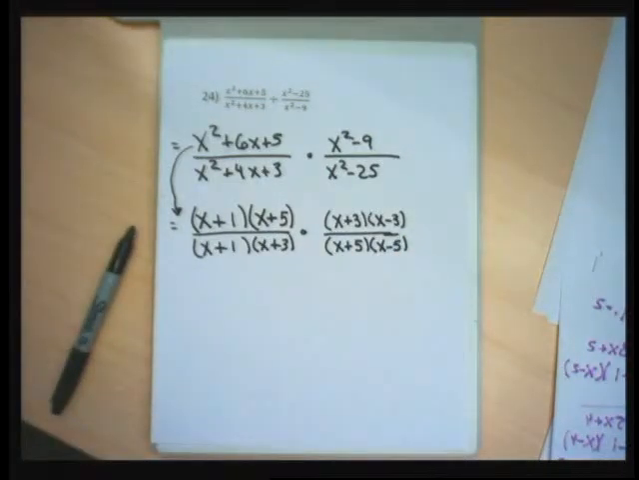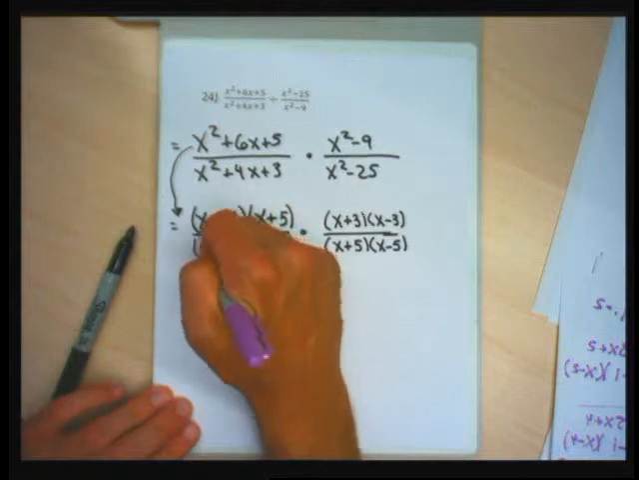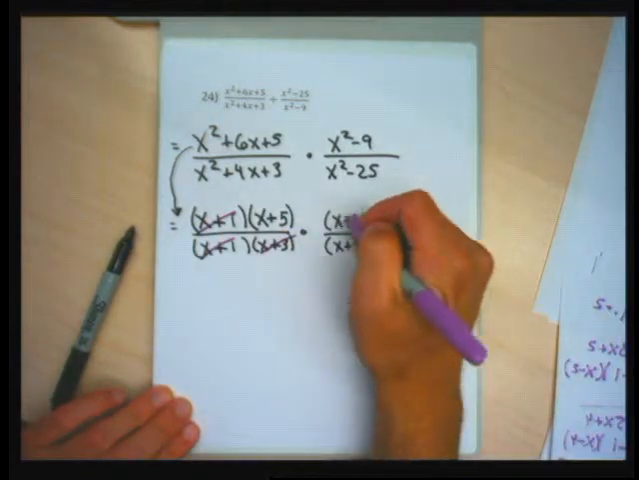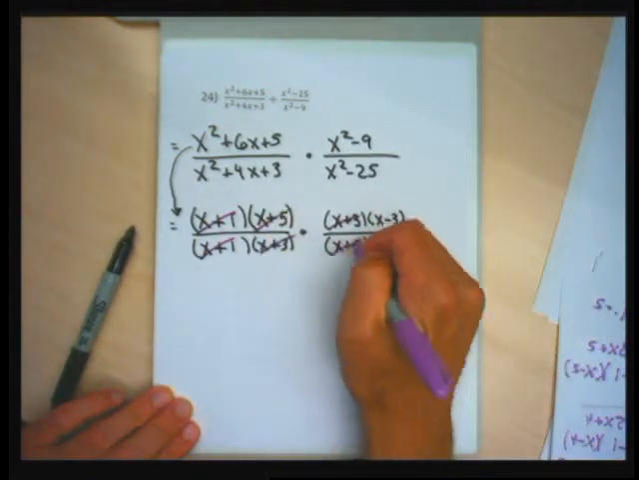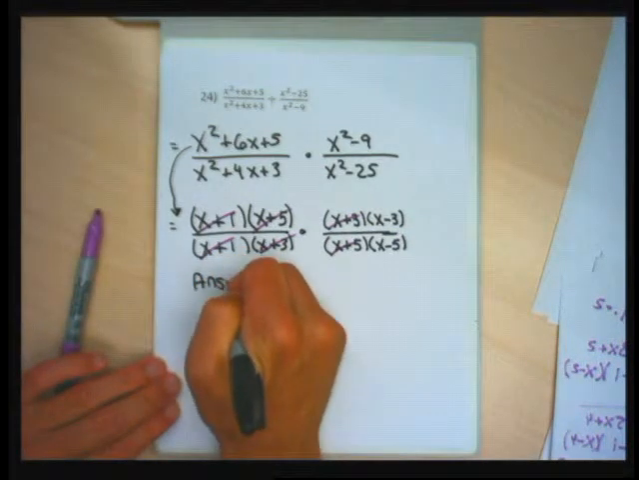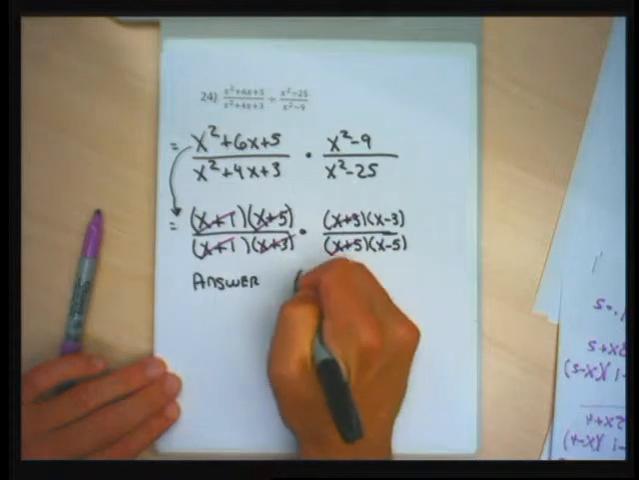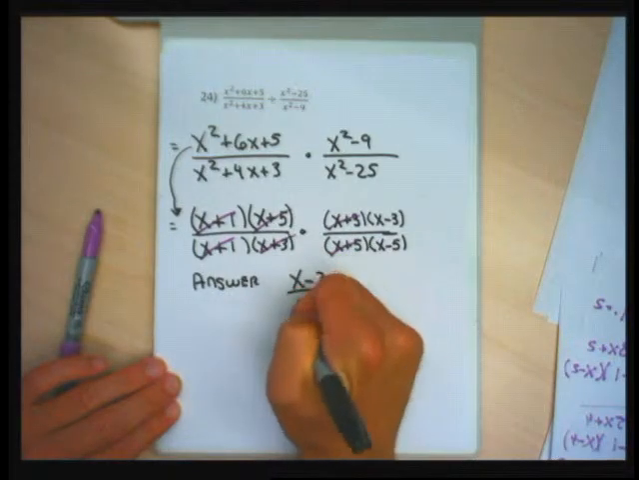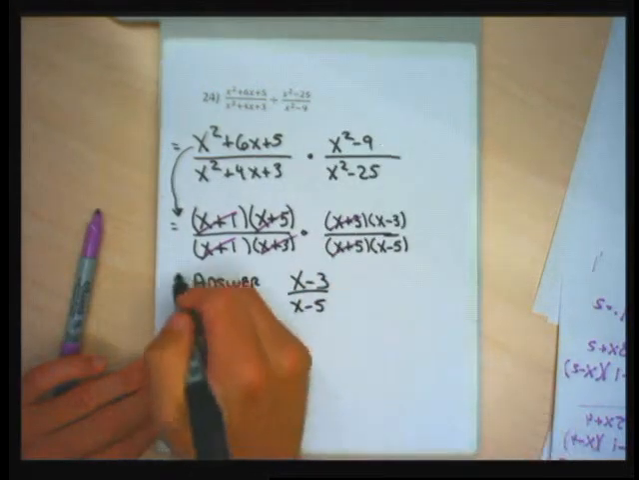Now I'm going to cancel. As long as I go top to bottom, it doesn't matter if I'm in the same fraction or opposite fractions. The x plus 1s will cancel. The x plus 3s will cancel. The x plus 5s will cancel. What I'm left with is an x minus 3 over x minus 5.